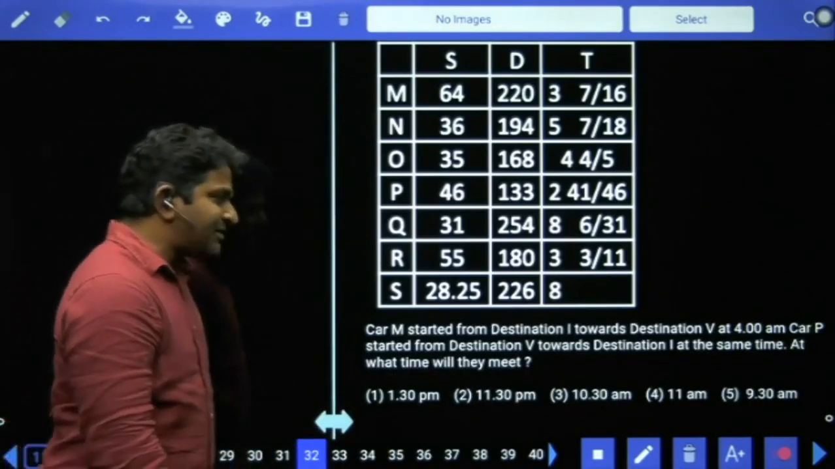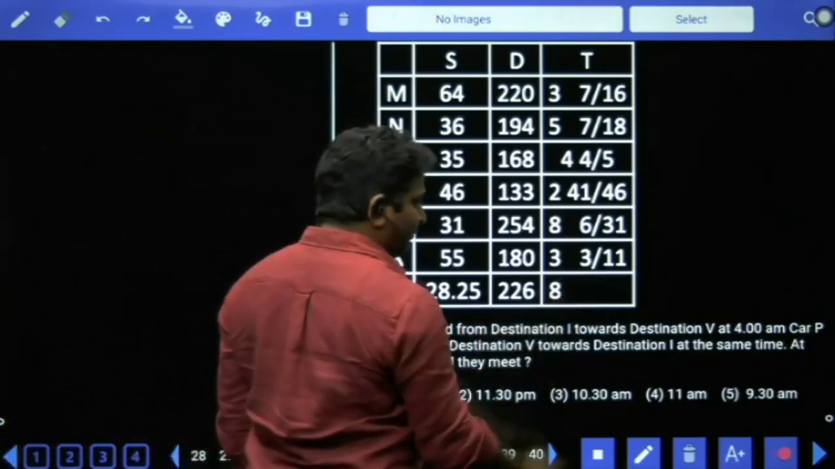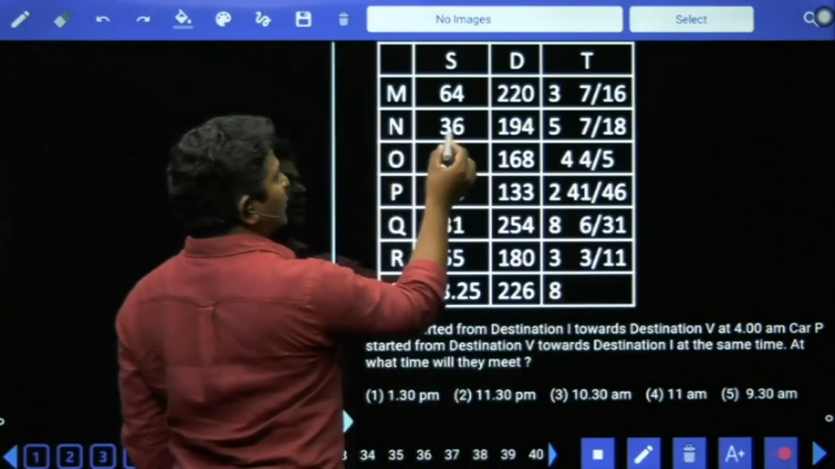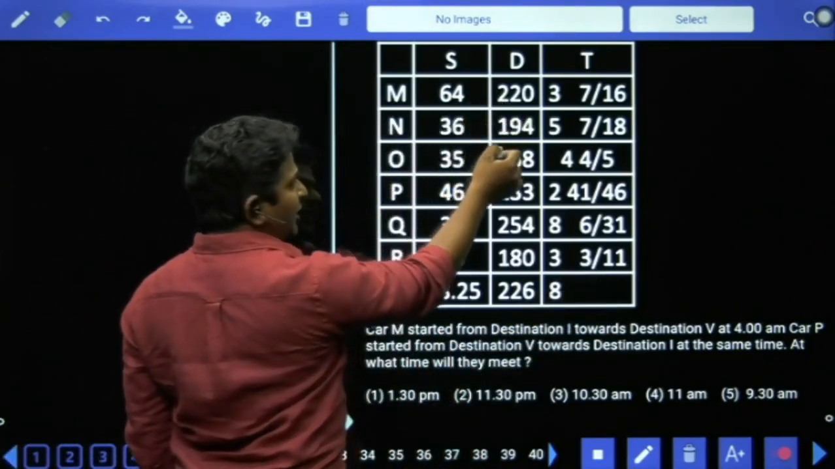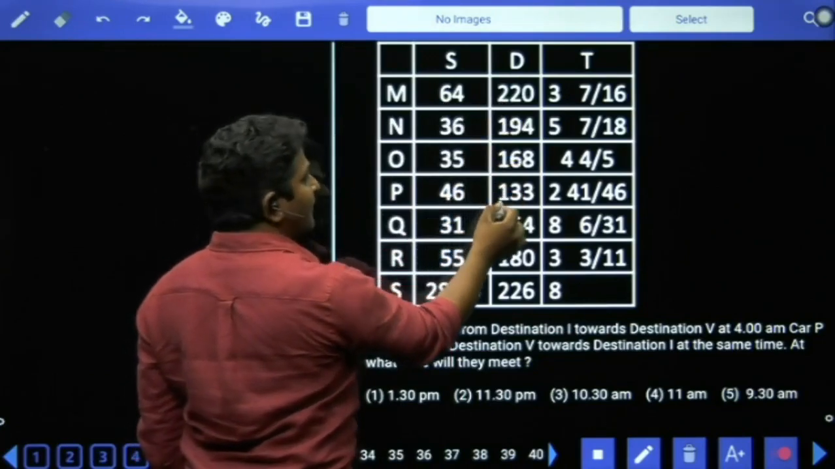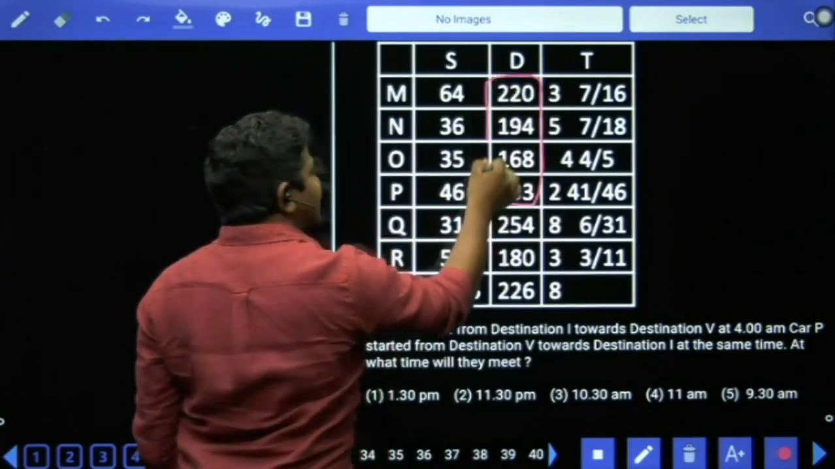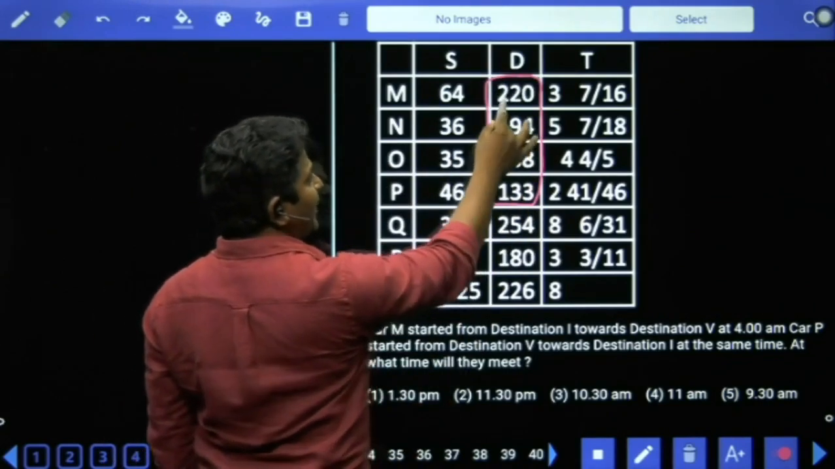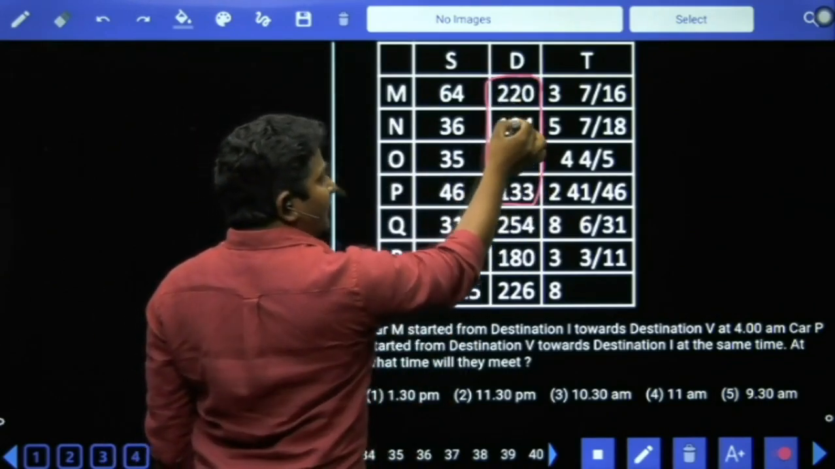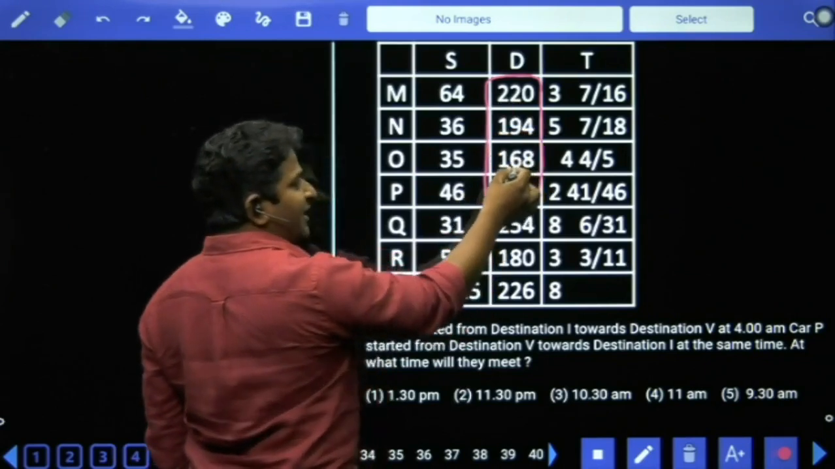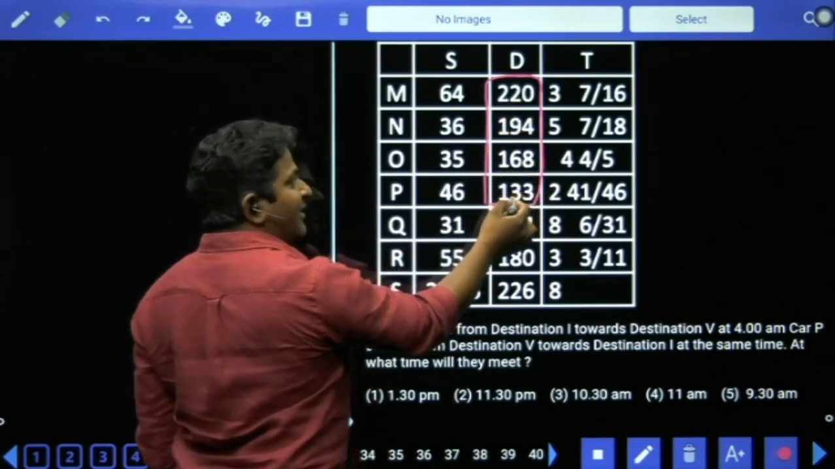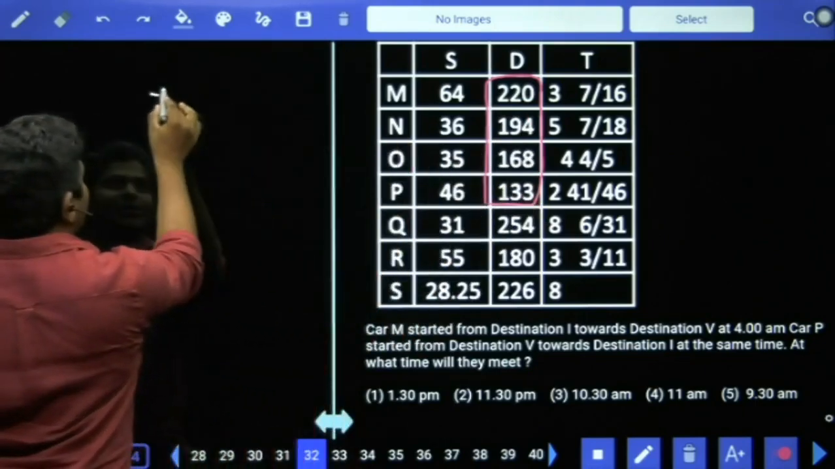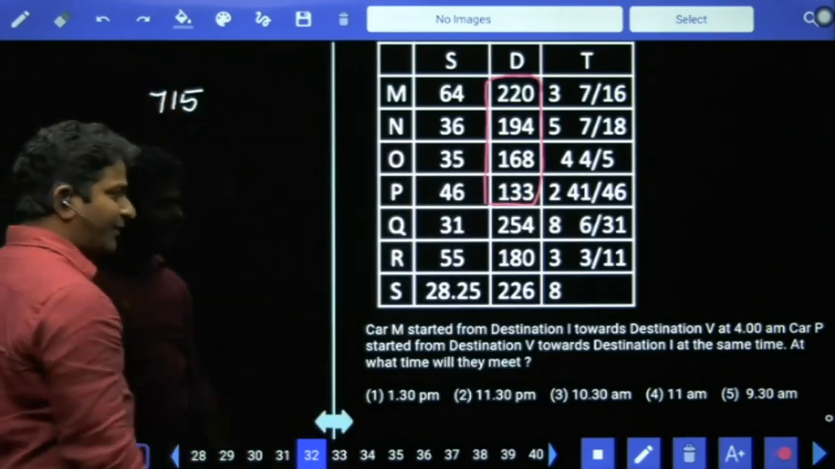Car M started from destination 1 towards destination 5 at 4 o'clock. 1 to 2, 2 to 3, 3 to 4, 4 to 5. So this is the distance that it is going to cover. 100, 200, 300, 500, 500, 610, 670, 700, 15. So total distance is 715.